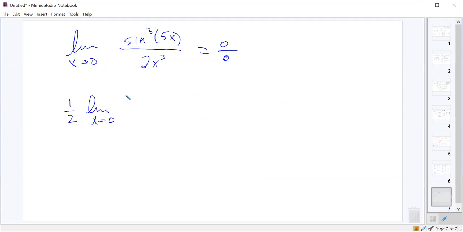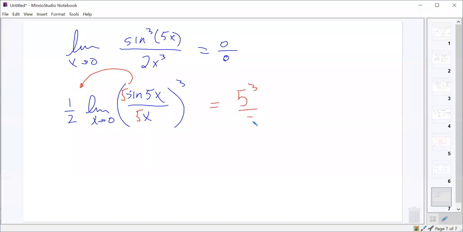And we get the limit as x approaches 0 of sine 5x over x all cubed. And so now we've written this in a form that's very close to sine of x over x, or sine of u over u. All we'd have to do is throw in a 5 down here and a 5 up here to cancel those out. And then we can pull this 5 out. And when we pull it out, it's a 5 cubed. So we'll end up with 5 cubed over 2 times the limit as x approaches 0 of sine 5x over 5x cubed.